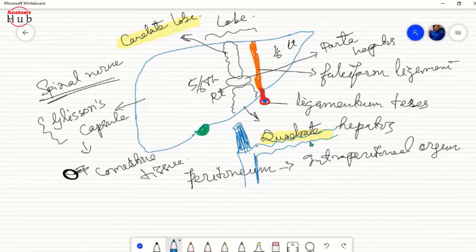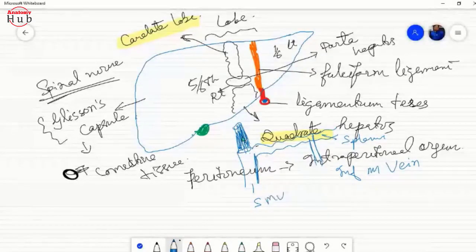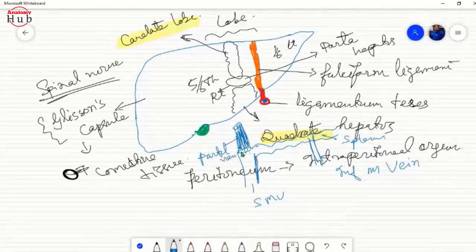But the splenic vein also receives blood from the inferior mesenteric vein. That means the inferior mesenteric vein drains to the splenic vein. This is your splenic vein, and the splenic vein and the superior mesenteric vein both unite together and form the portal vein. This is your portal vein. Now the venous blood, that is actually the product of your what?